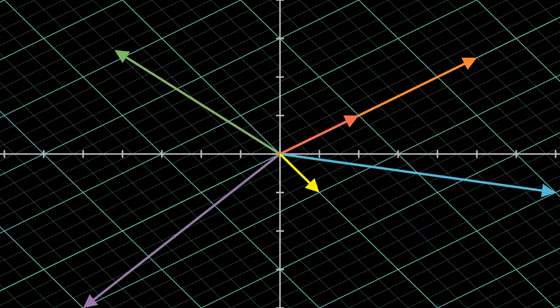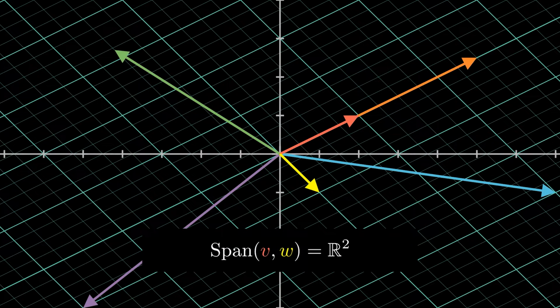Since this grid covers all of R2, this means any vector in R2 can be formed as a linear combination of the red and yellow vectors. So we would say that the span of the red and yellow vectors is all of R2.